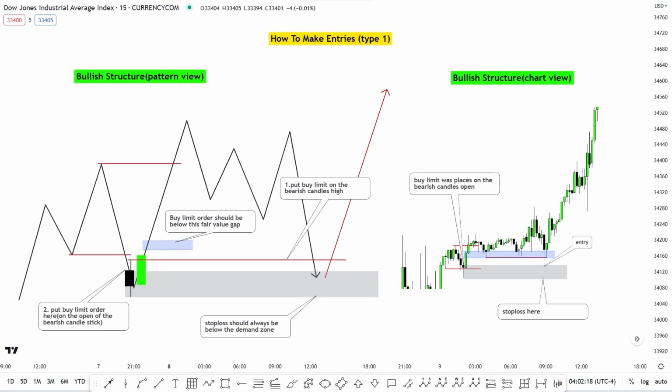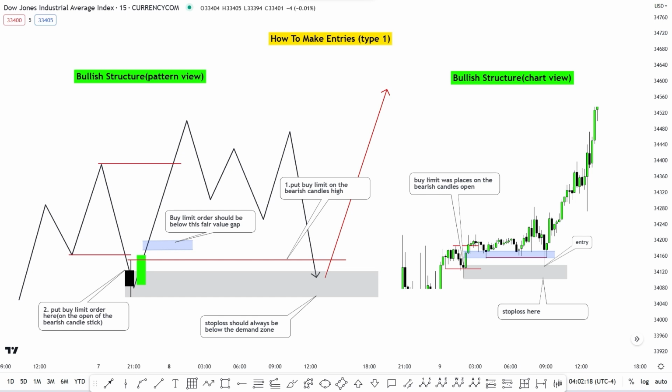Now we will focus on how to make entries using two key methods. But before we delve into that, let's recap the essential rules we've covered so far. The first rule is understanding market structure by analyzing the way price moves and forms patterns on a chart. The second rule involves identifying fair value gaps. These gaps represent imbalances in price action. The third rule entails plotting demand zones on our chart. Demand zones are key levels where buyers are likely to enter the market.